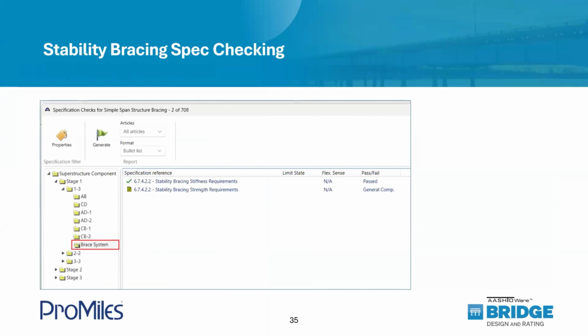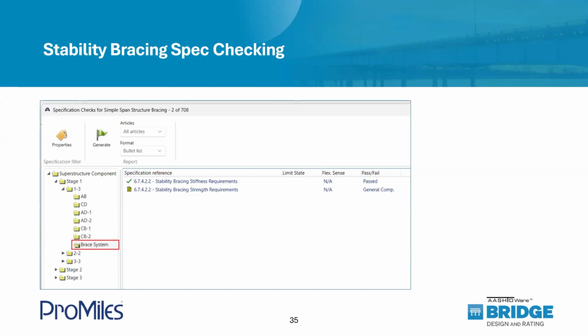When it comes to spec checking, the spec article 6.7.4.2.2 will show up under a new folder in the spec check output tree. It's called brace system. And this is because these articles apply to the system as a whole, not the individual cross frame members. It's under the stage 1 folder. And the calculations are split into 2 articles, stiffness and strength.